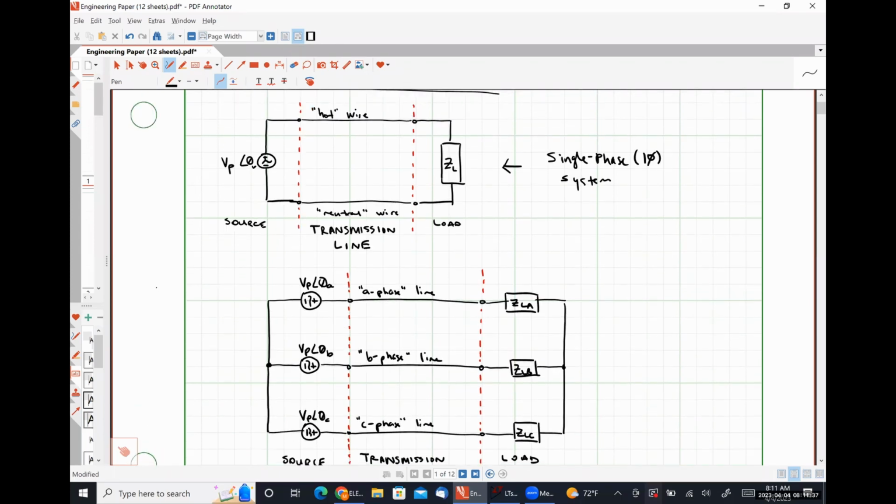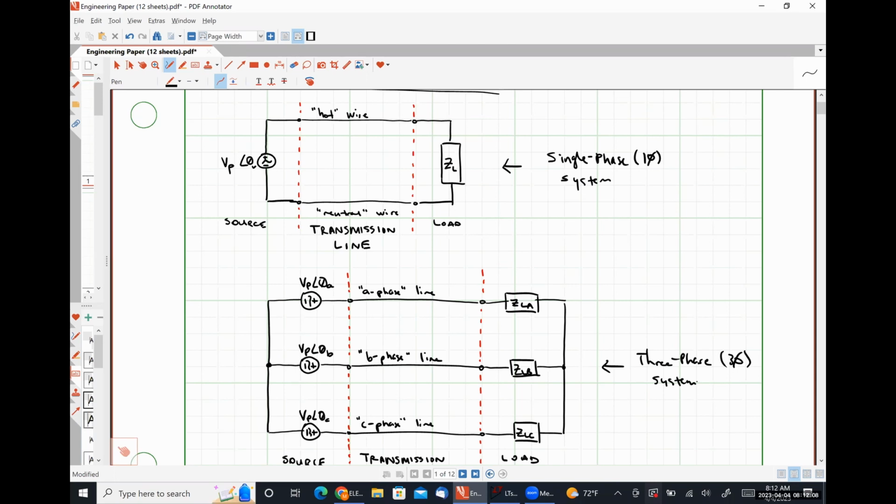So put an arrow here saying that this is a three-phase system. So let's say, just for the sake of argument here, that our phase voltages VP are the same in our single phase system and our three-phase system, right?